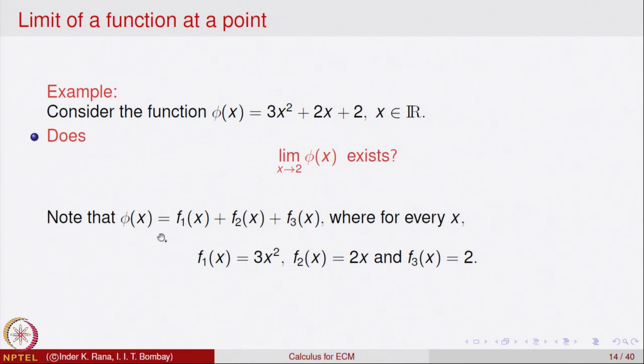So, phi is equal to f 1 plus f 2 plus f 3. How will you use the algebra of limits? Because phi is the sum of these three functions and I want to find the limit of phi x as x goes to 2. So, we will find the limit of f 1 as x goes to 2, the limit of f 2 as x goes to 2, the limit of f 3 as x goes to 2, and using the algebra of limits we will add up those limits. So, let us do that.